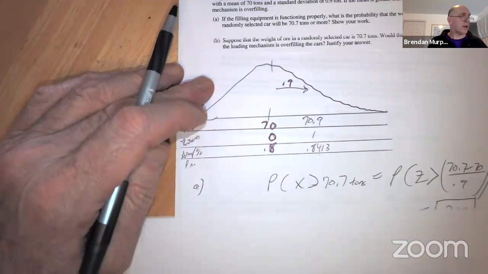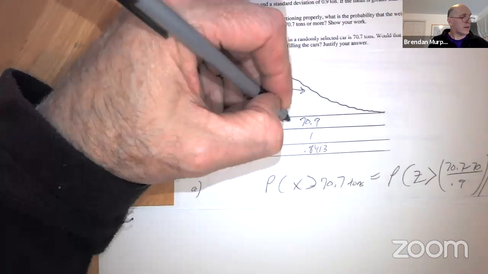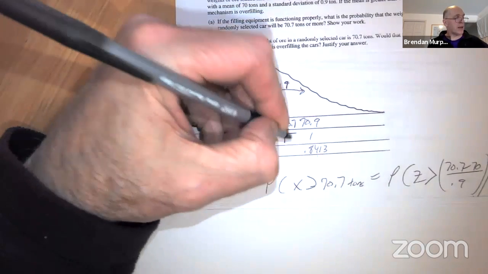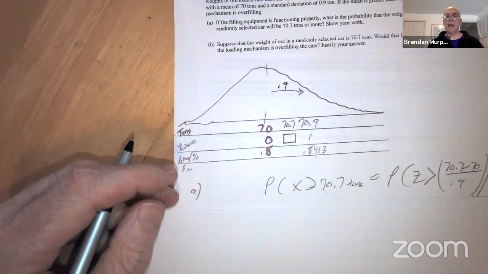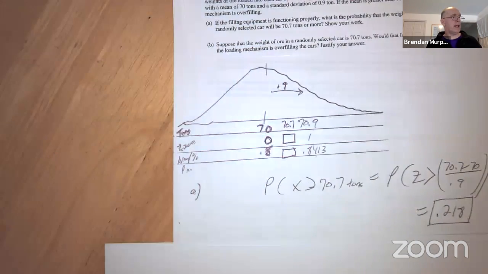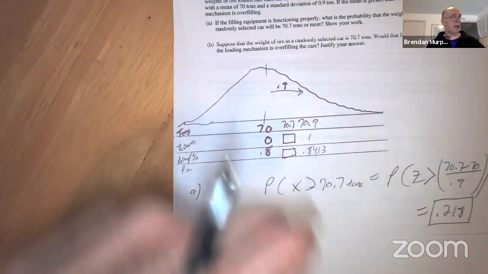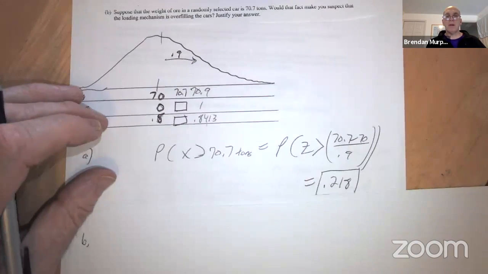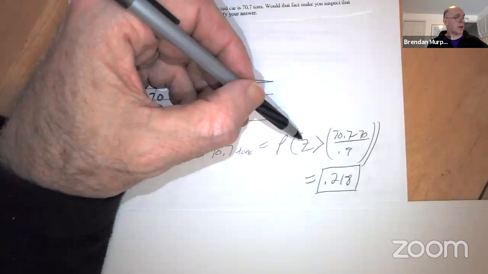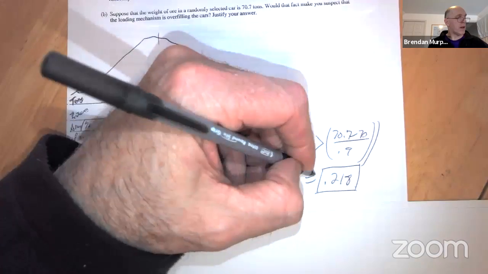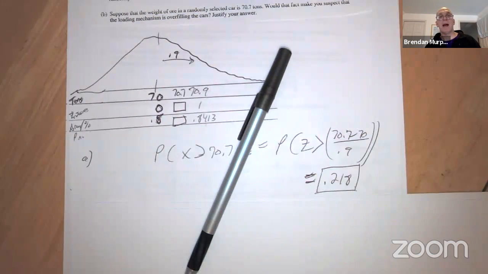Okay. Well, they told us what? We were at 70.7. So I know it's going to be less than 1 standard deviation above the mean. And I know that my percentile is going to be between 0.5 and 0.8413. So what's the probability that my z-score is 70.7 minus 70 over 0.9? Let's go back to our calculator, see if we can type that in.